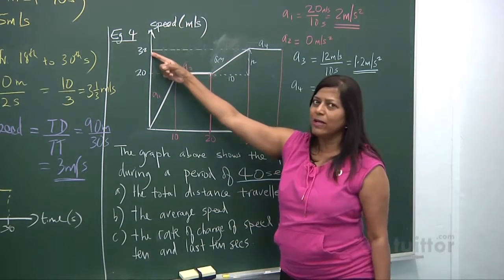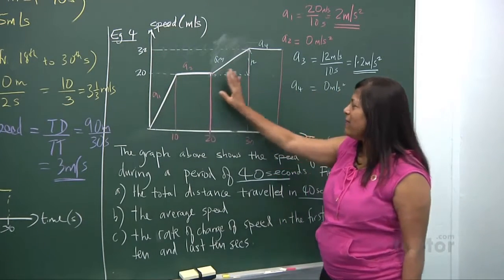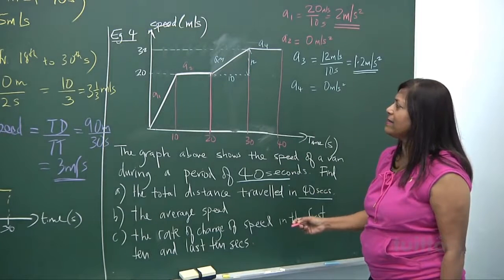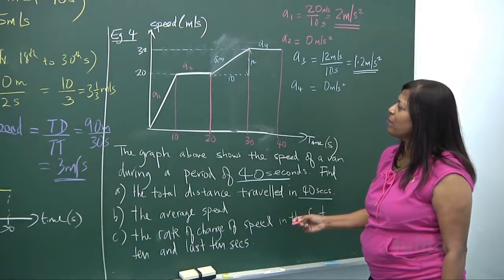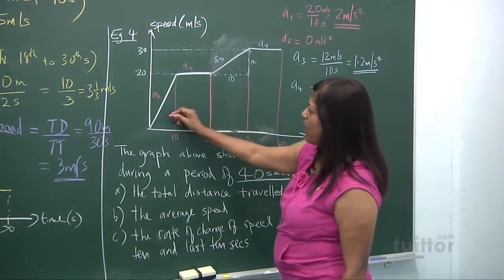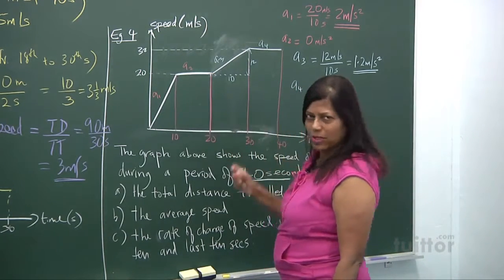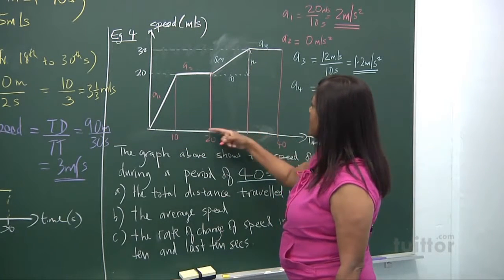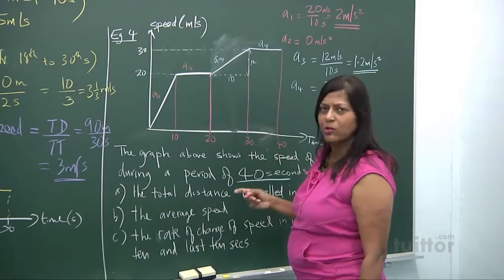So this is not 32, my dear. It is the area under the graph. Now, we look at this graph, and I can see how many trapeziums? Do you see a trapezium? You can call this A1, A2, A3, A4, or you can call this one trapezium, two trapezium, and one rectangle.